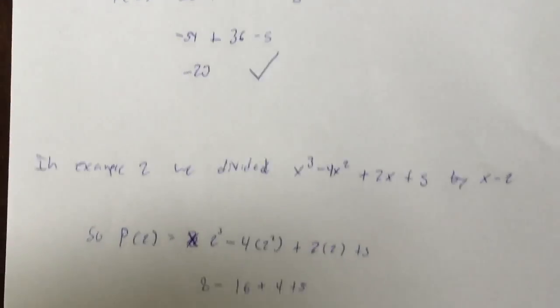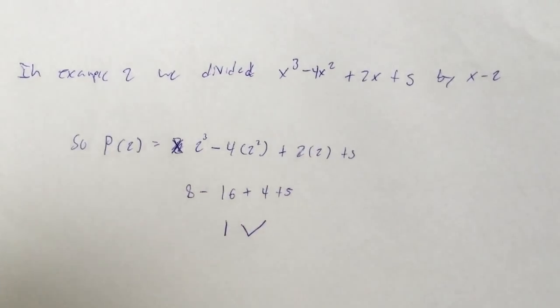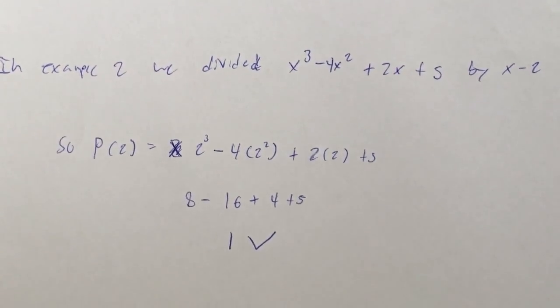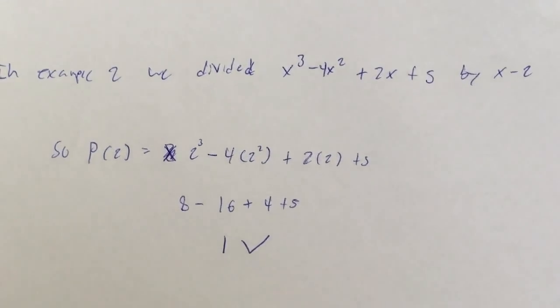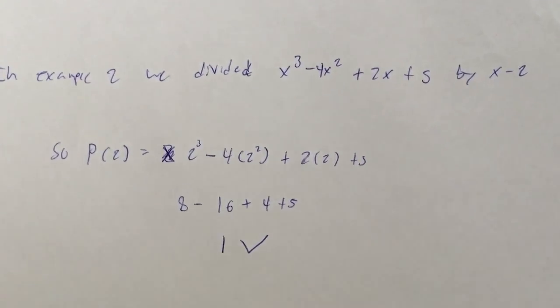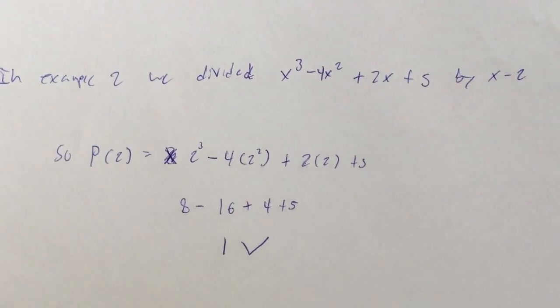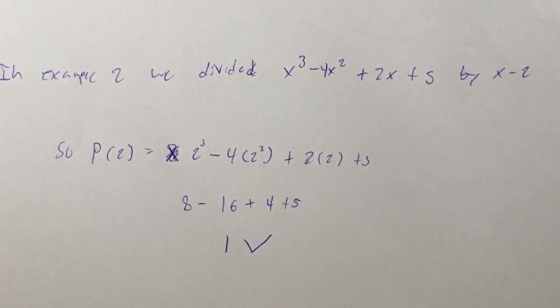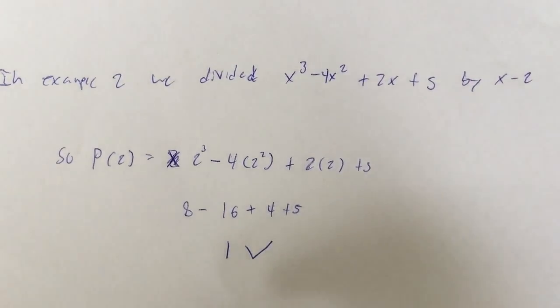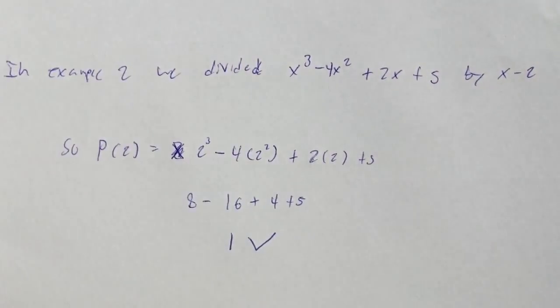We did it right. In example 2, we divided x^3 minus 4x^2 plus 2x plus 5 by x minus 2. So p of 2 is equal to 2 cubed minus 4 times 2 squared plus 2 times 2 plus 5. And if you do all that, you get 1. So we were correct. And that's the lesson, guys.